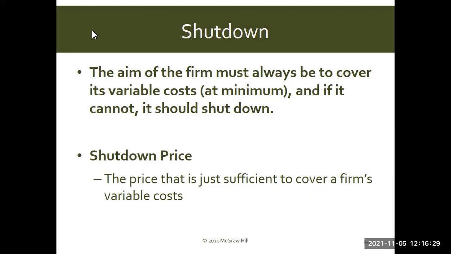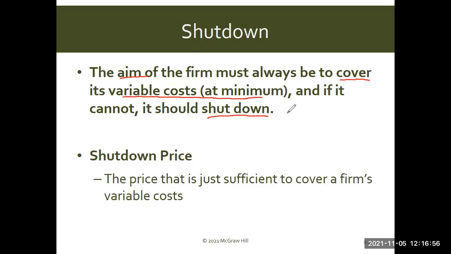So shutdown, when would a firm shut down? Well, the aim of a firm, or the goal of a firm, must always be able to cover its variable costs at least. Variable costs are incurred in our models by hiring workers. It's the labor that varies. So you want to make sure you can at least pay your labor costs. And if you can't pay your labor costs, then you should shut down.